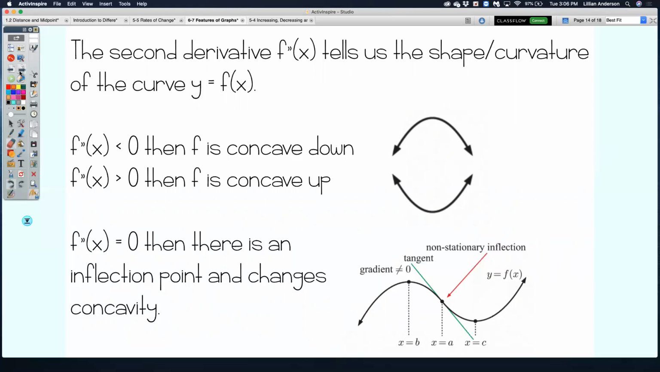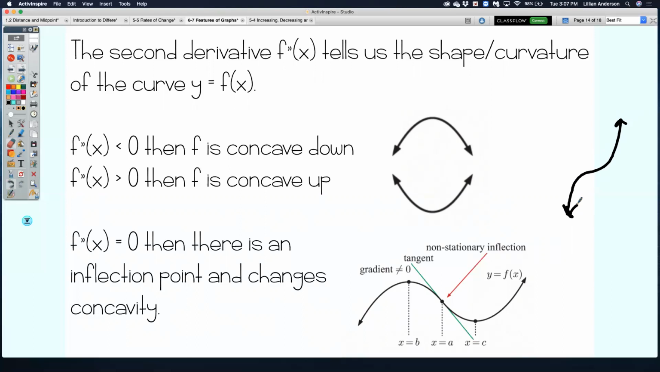Concavity sounds like a better word. Because remember, our stationary inflection points were the ones that went like this, okay? But non-stationary means that the tangent line, the gradient, is not going to equal 0 in those cases. So then it's just a regular inflection point.